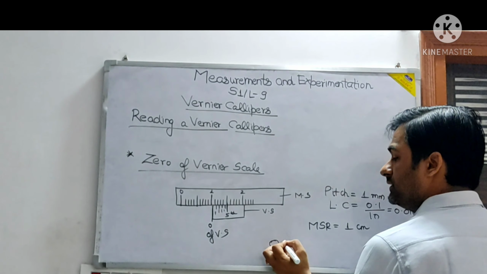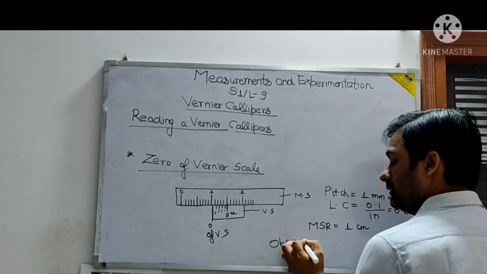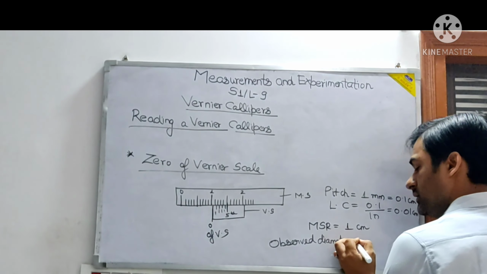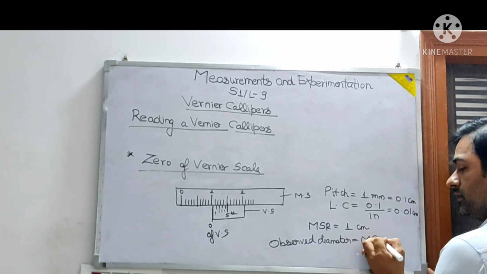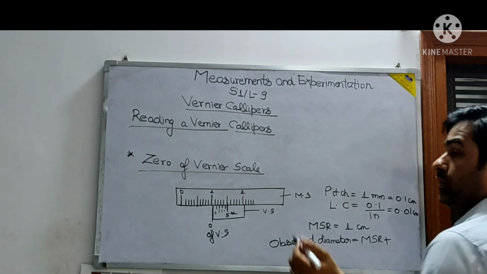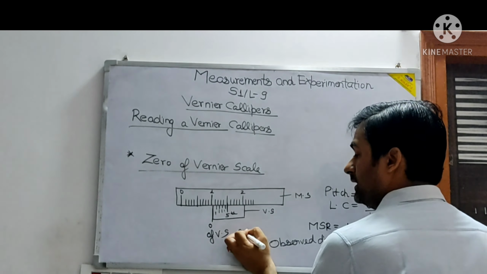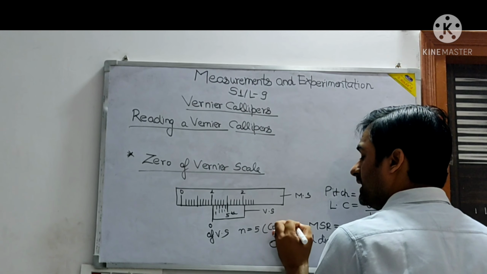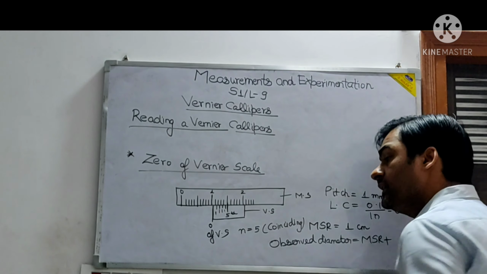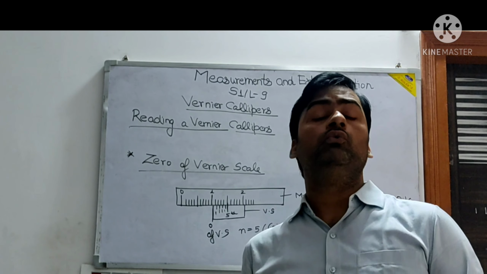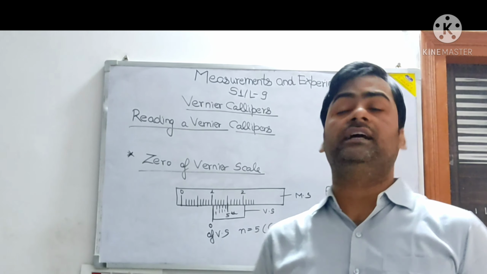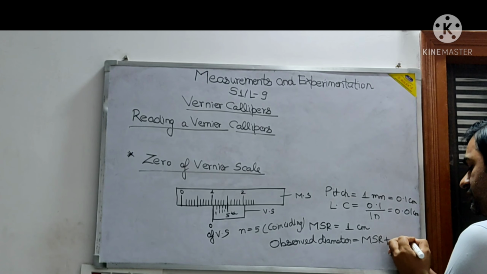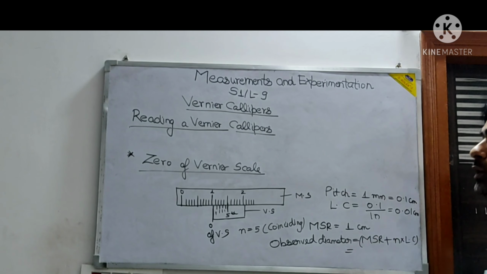So what will be the observed diameter? It will be main scale reading plus, now which is the coinciding division? Fifth. That means n equal to 5. What is the meaning of this? Coinciding division. If the diagram is given in the question also, we will look for which division of vernier calipers is coinciding. Here the fifth division is coinciding. So MSR plus n into least count. This will give you the value of observed diameter.